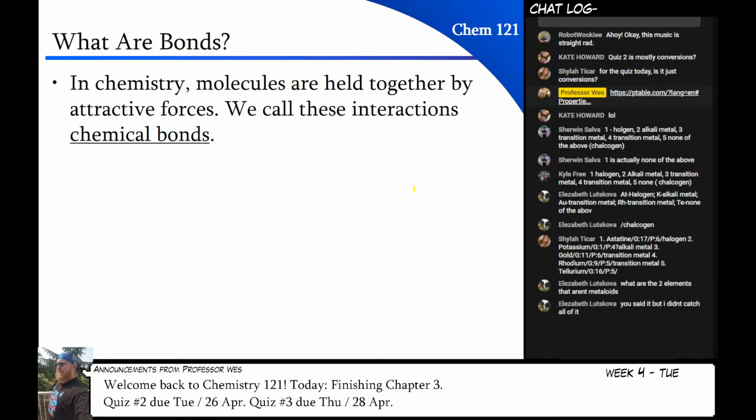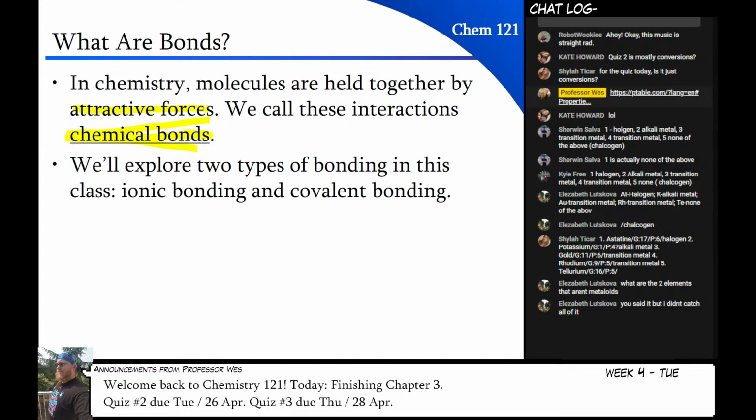So a chemical bond is an attractive force. Oops. Sorry, I have my tablet tilted the wrong way. Now it's tilted too far this way. I've got to find the correct amount of tilt. There we go. So an attractive force holding the atoms together into the molecule.